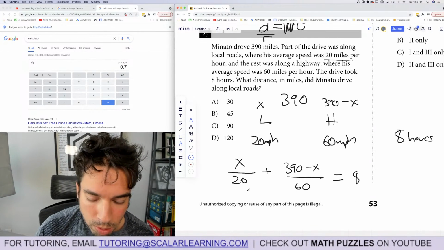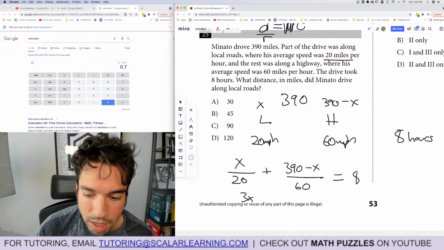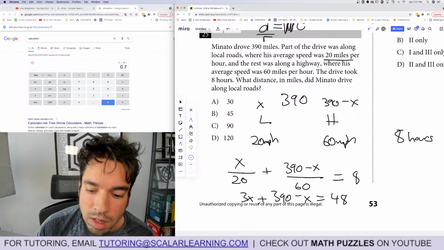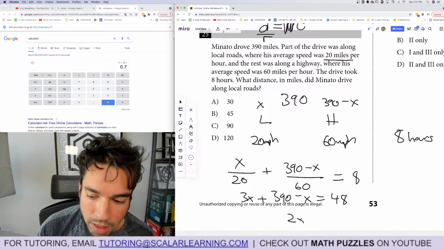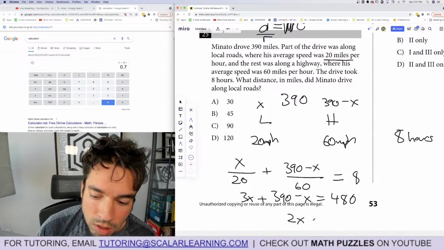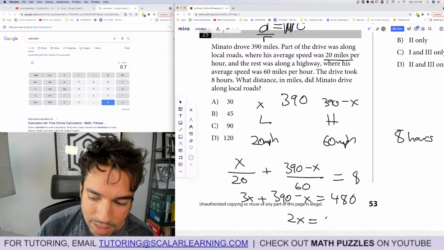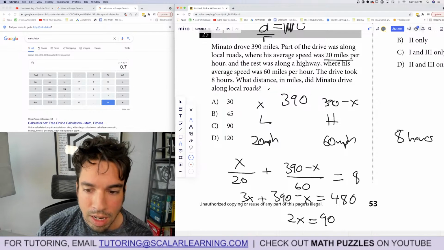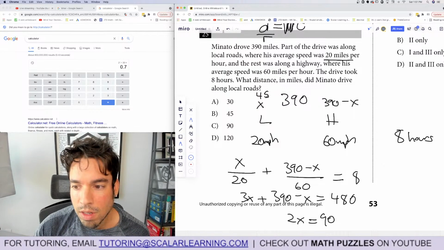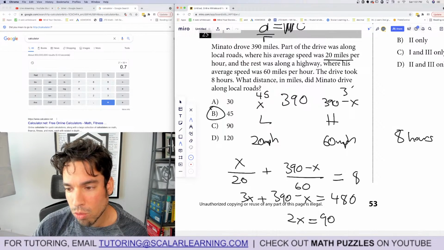Let's get rid of the fractions and multiply everything by 60. That becomes 3x, and that becomes 390 minus x, the 60s cancel out, equals 480. 3x minus x is 2x. I'm going to subtract 390 from both sides and I get 90, and that means x equals 45. And that's local roads. Boom, done. The highway would be 390 minus 45, which is 345.